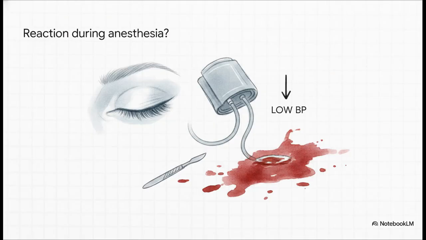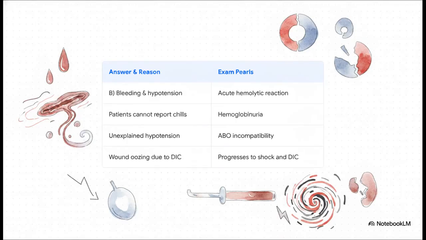During general anesthesia, a transfusion reaction can be recognized as A. Tachycardia, B. Excessive bleeding from wound site and hypotension, C. Fever, D. Seizures, E. Dyspnea. The correct answer is B. Excessive bleeding from wound site and hypotension.